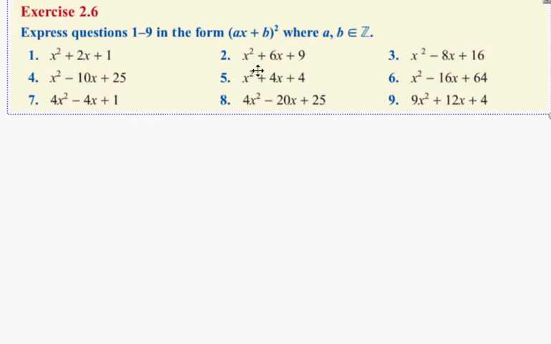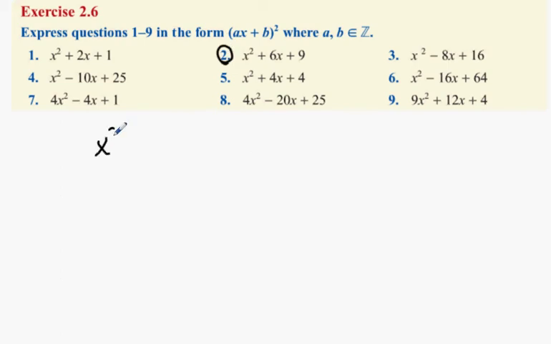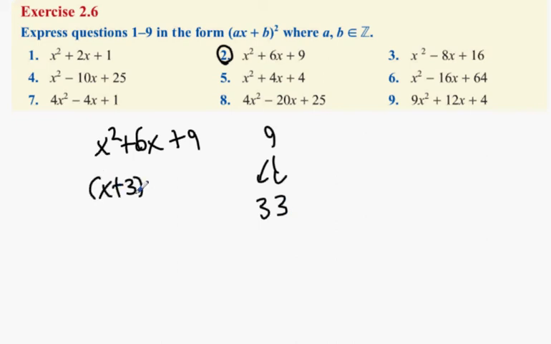Okay, we're back. Now, what we want to do is factorize this. So question 2 as an example: factorize x squared plus 6x plus 9. The reference number is 9, so 3 and 3. So when you factorize this, it's going to be (x + 3), and your answer will be (x + 3) squared.